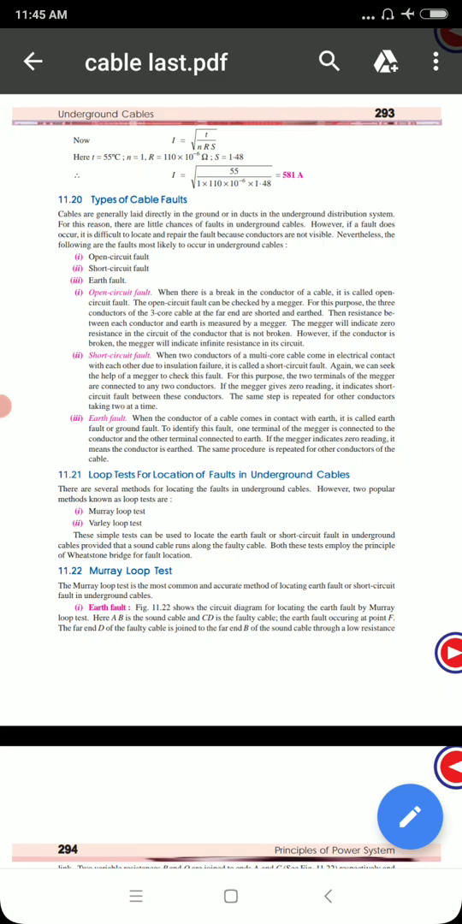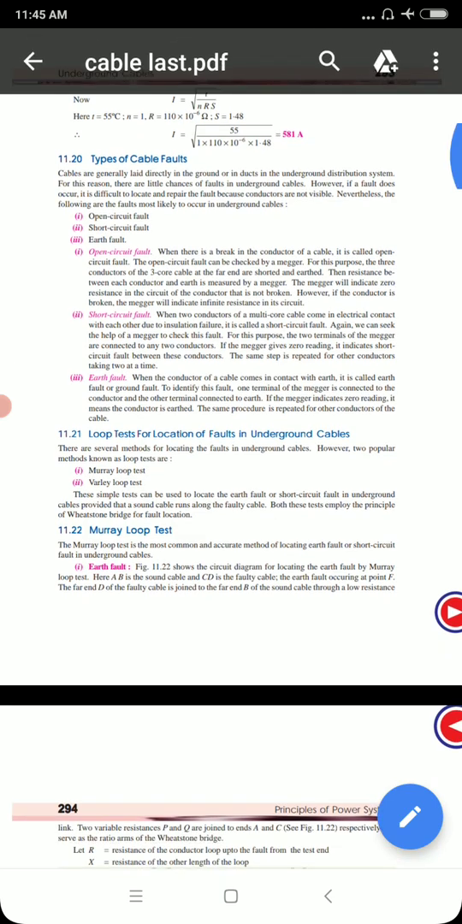The last one is the earth fault. This is when one of the conductors comes in contact with the earth. This is a very simple way to measure. Using the megger only, we have to find each conductor's resistance to earth. If any conductor shows zero resistance, obviously that conductor is in connection with the earth. So this is the simplest method to find the three different faults, or to know what exactly the fault is that has taken place.